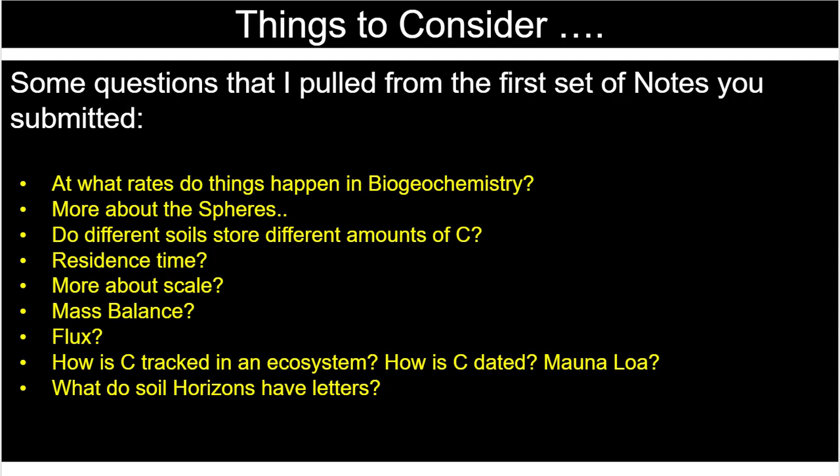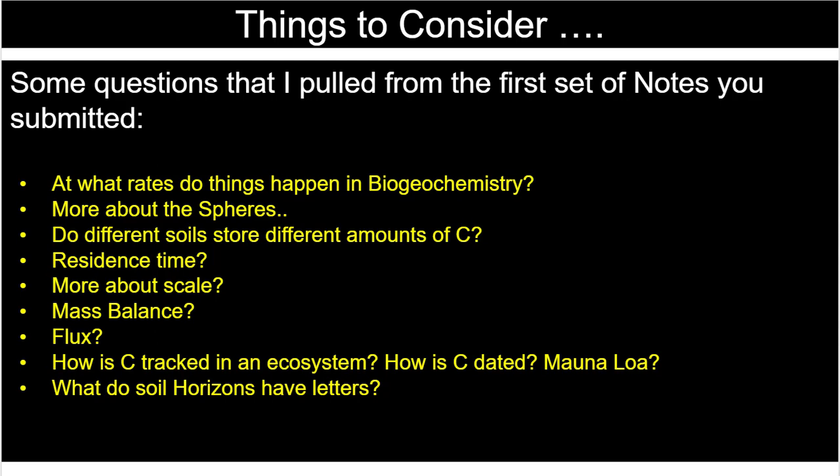At what rates do things happen in biogeochemistry? We're going to talk about rates in biogeochemistry. A little bit more about the spheres. We'll cover that for a second. Do different soils store different amounts of carbon? That's an interesting concept, and I'll give you a little bit of why. A little bit about residence time, a little bit more about scale, at least bring up that concept again. Mass balance as a concept, flux as a concept. They're really important to all things we're talking about.